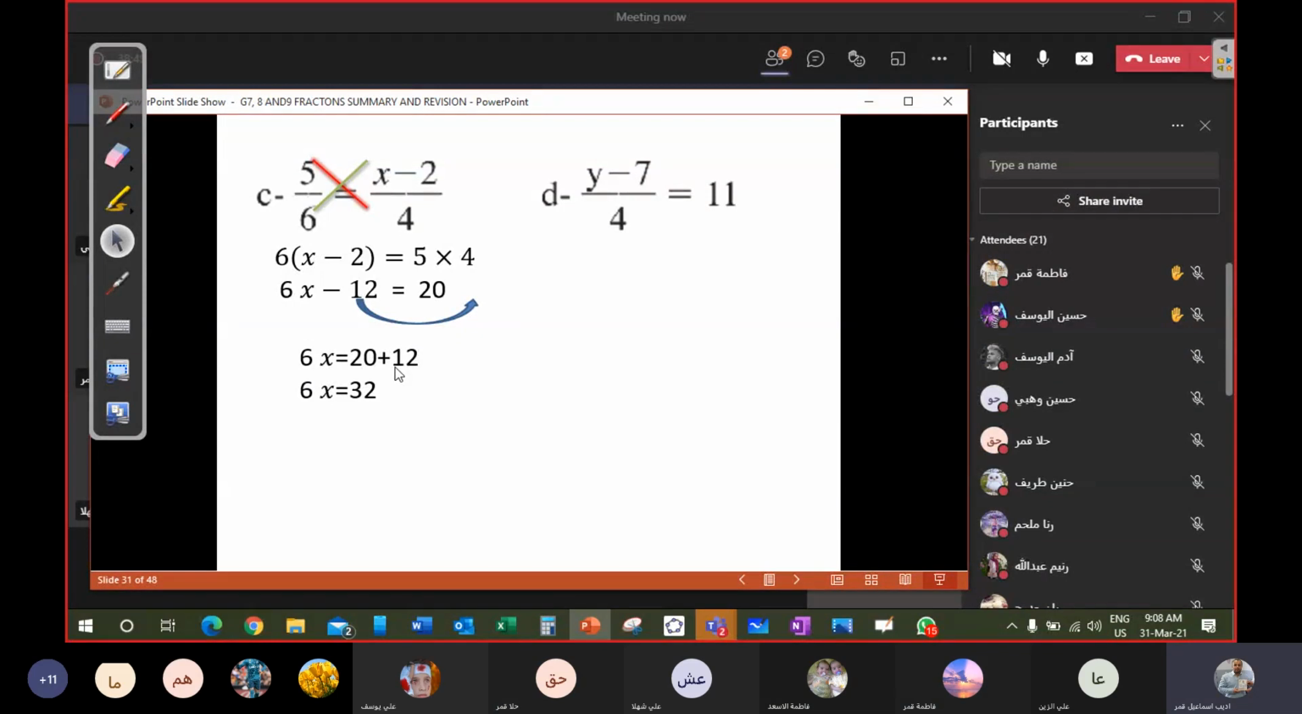Good. So now we have 6x equal 20 plus 12. 20 plus 12 is what? Is 32. 6x is equal to 32. Now we have 6x. I want x alone. I want x alone.